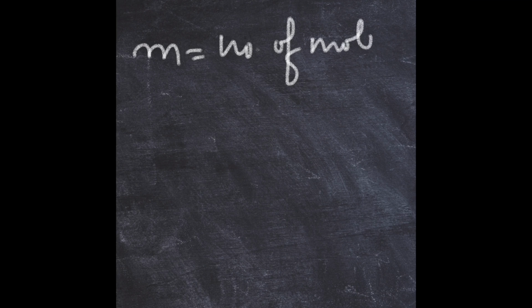Now molality actually means, first of all, the symbol of molality is small m, and this is equal to number of moles of solute per kilogram of solvent.